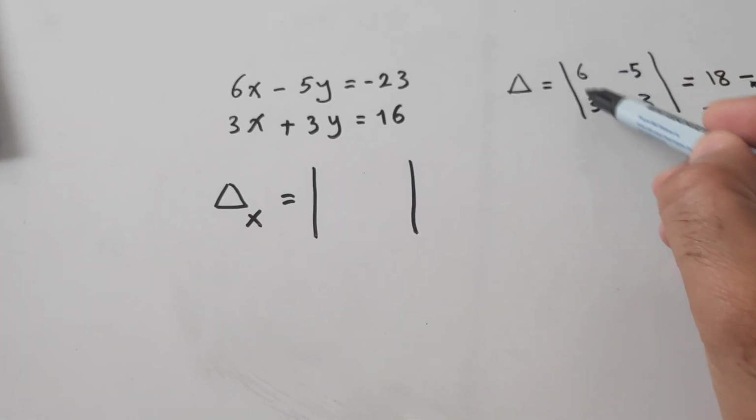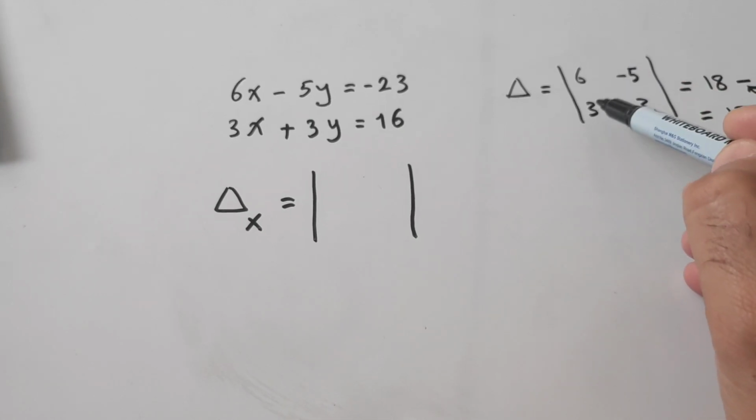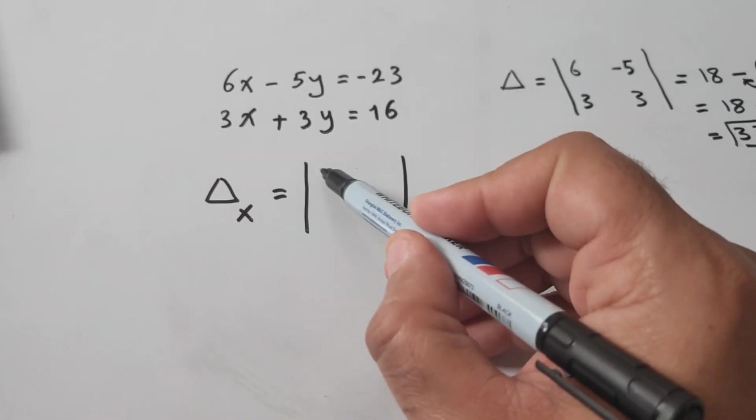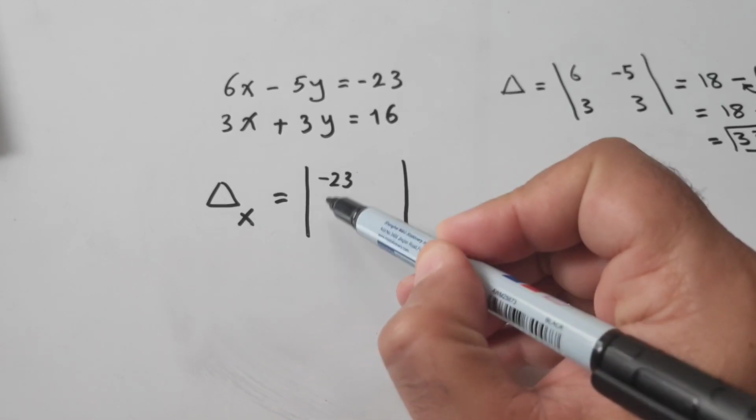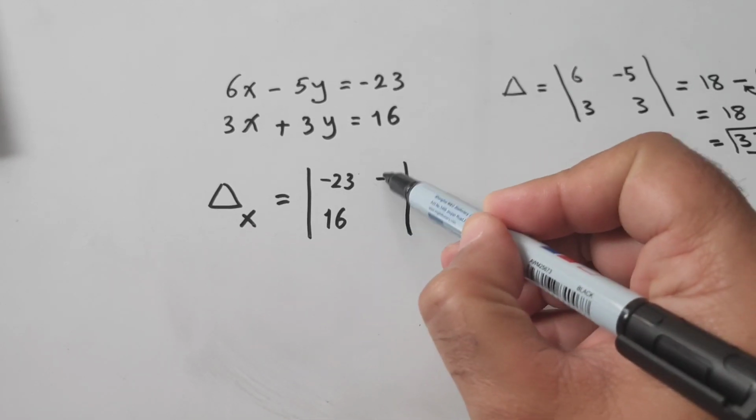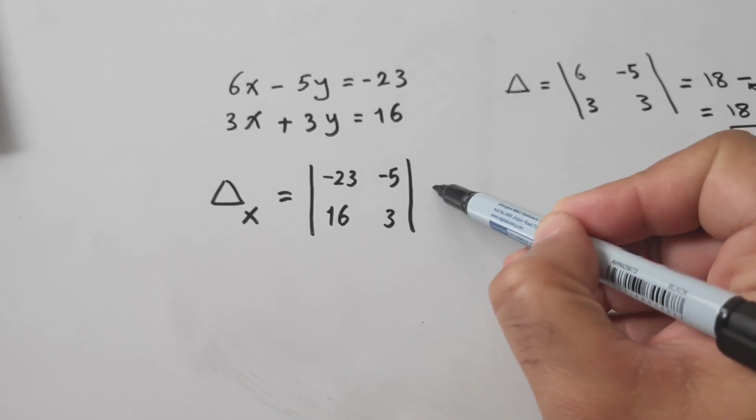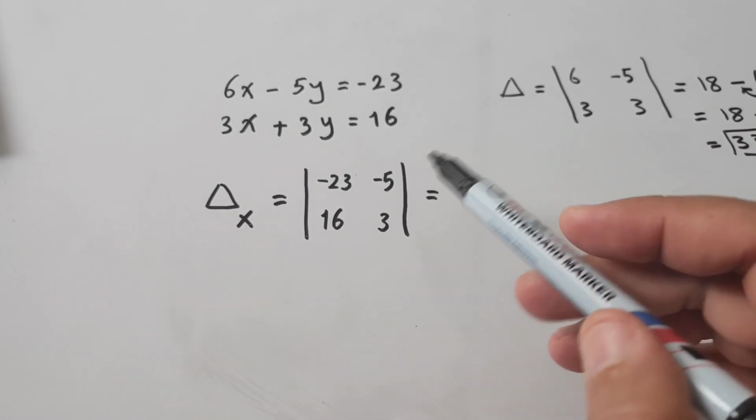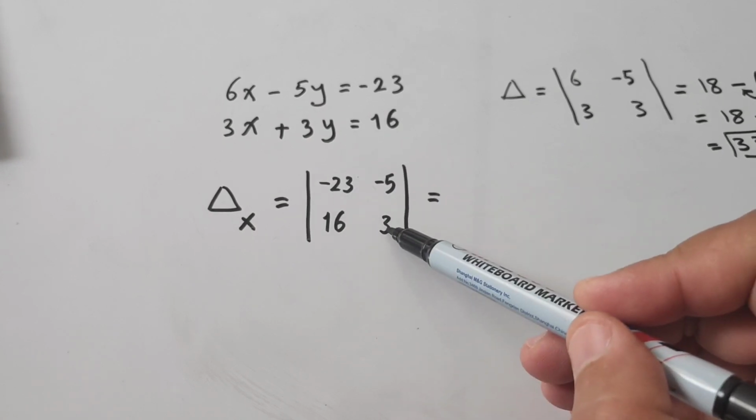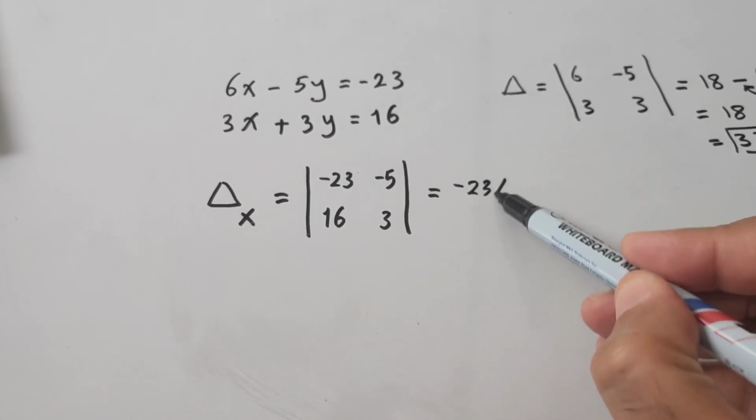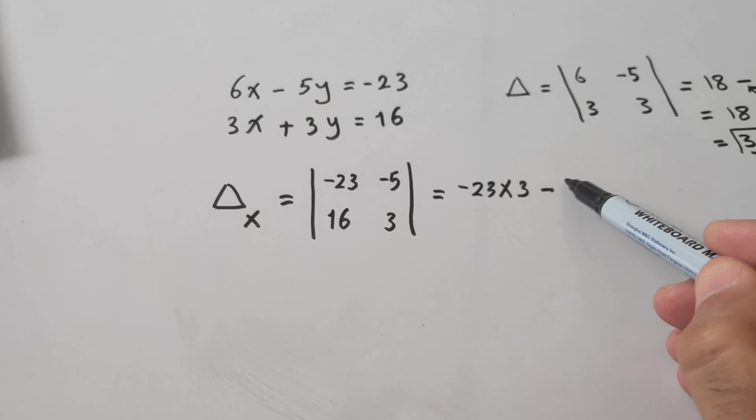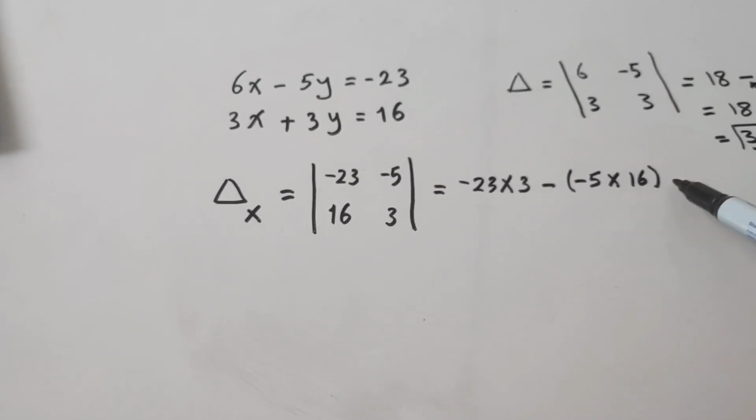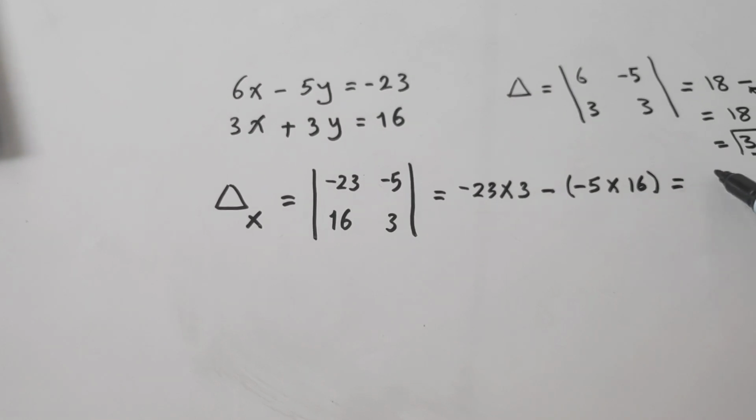The second step, delta x. We change the first column to negative 23 and 16. Negative 23, 16, negative 5 and 3. We can find the value of the determinant. Negative 23 times 3 minus negative 5 times 16 equals 11.